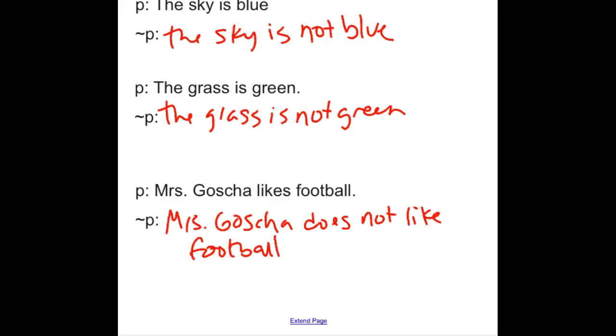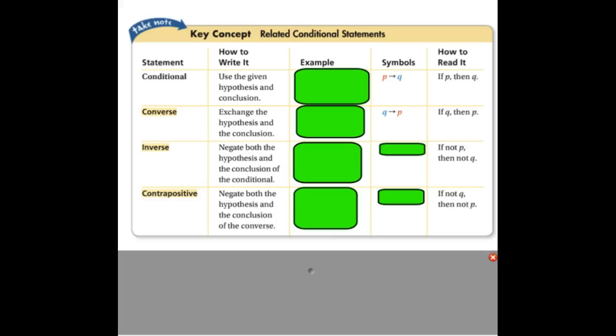So those are all negations. They're the opposite. Okay, now the reason why we use these negations is because of these next concepts we're going to talk about. We've talked about the conditional statement, if, then. Notice that that form is P arrow Q, the hypothesis and the conclusion.